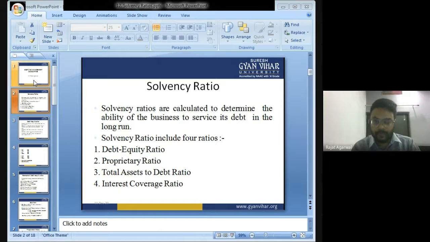Got my point? So in solvency ratio there are four ratios: debt equity ratio, proprietary ratio, total asset to debt ratio, and interest coverage ratio. We are going to calculate all the four ratios one by one: debt equity, proprietary, total asset to debt, interest coverage ratio. Let's start.